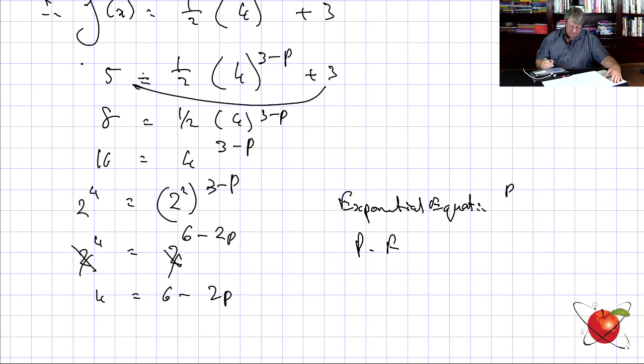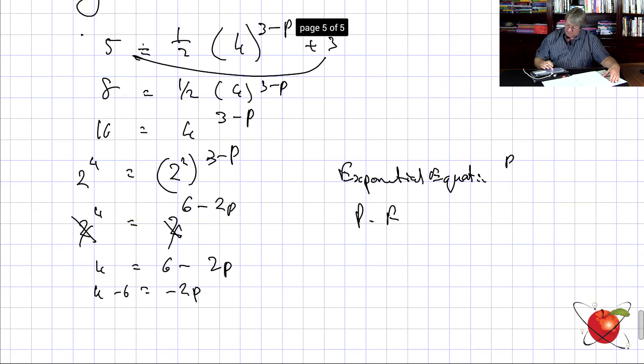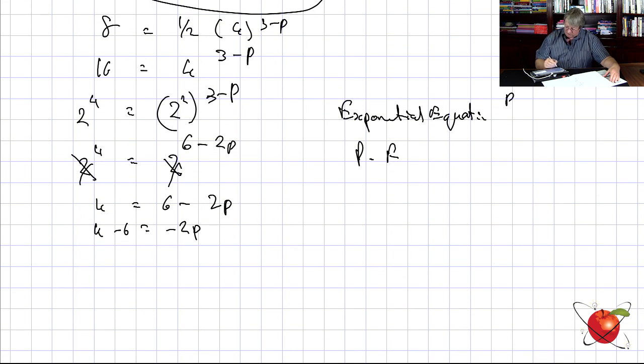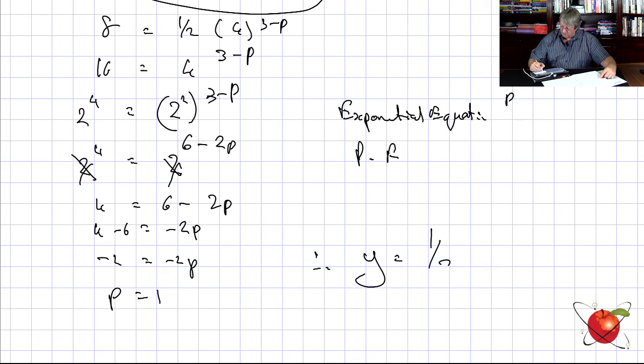And you end up with 4 minus 6 equals minus 2p. The last bit here is minus 2 equals minus 2p. P equals 1. Therefore, the equation is y is equal to a half times 4 to the power of x minus 1, plus 3. Done and dusted.